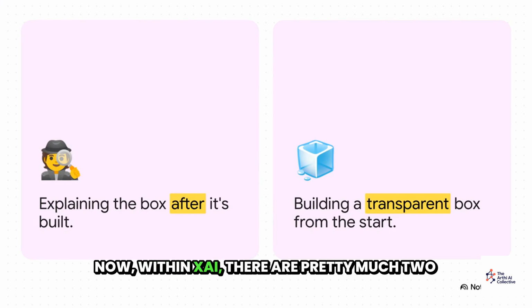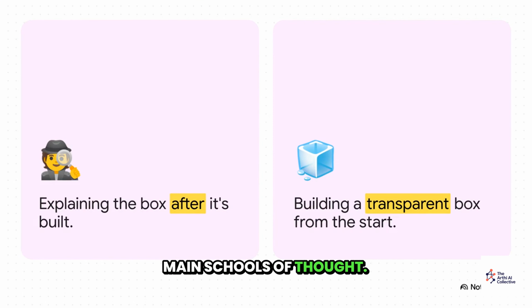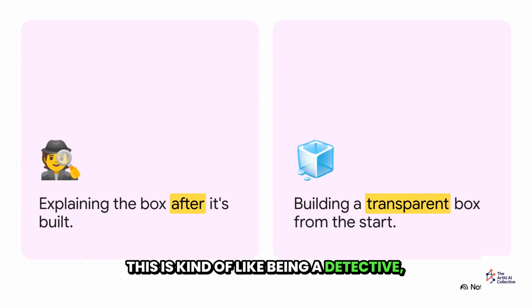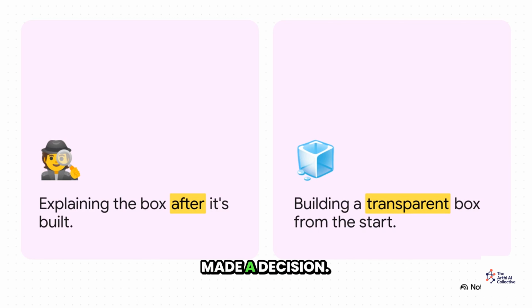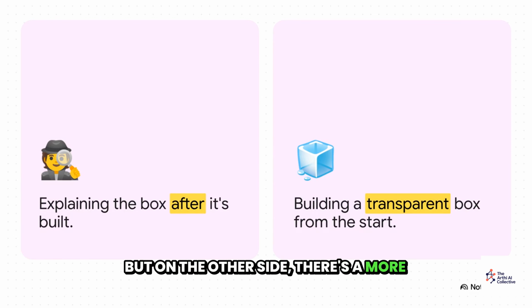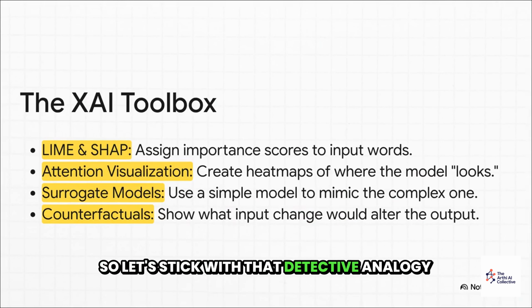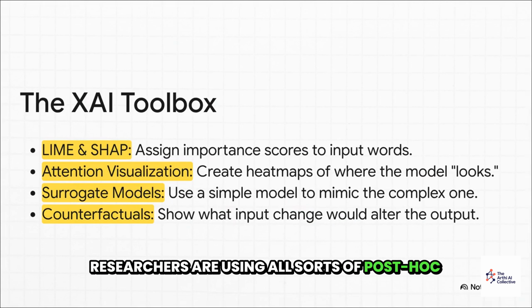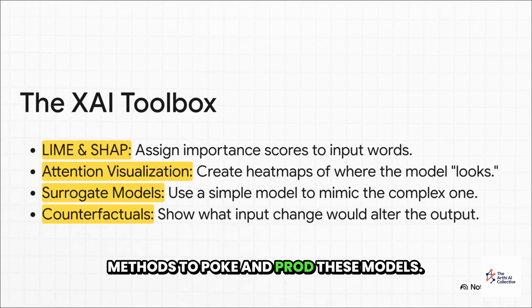Now, within XAI, there are pretty much two main schools of thought. On one side, you've got post hoc methods. This is kind of like being a detective, trying to piece together what happened inside the black box after it's already made a decision. But on the other side, there's a more radical idea, creating inherently interpretable models. Basically, why not build AI that is transparent by design, a glass box, from the very beginning? So let's stick with that detective analogy and look at the toolbox. Researchers are using all sorts of post hoc methods to poke and prod these models.